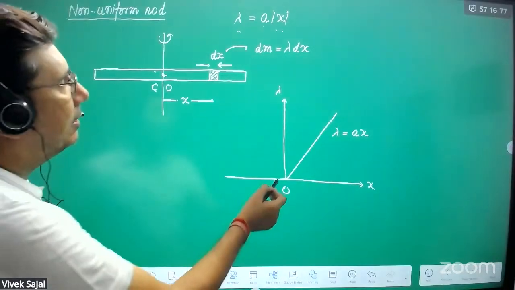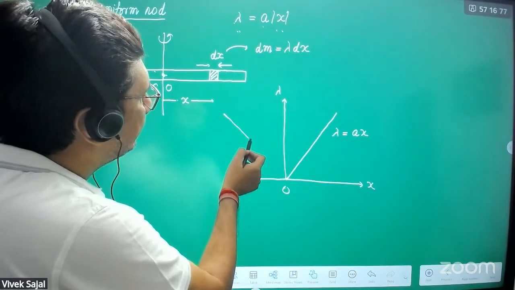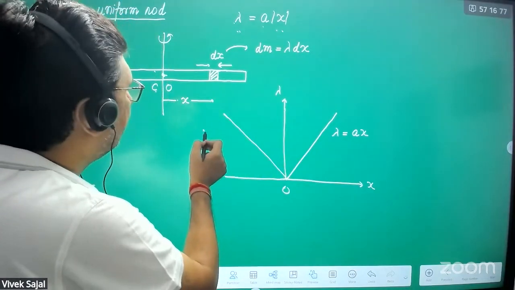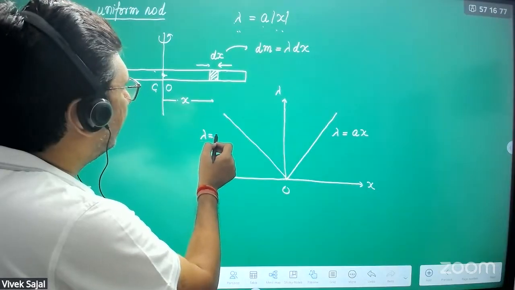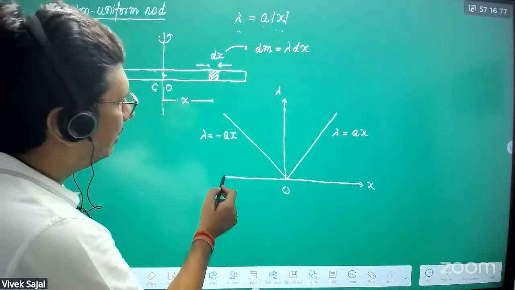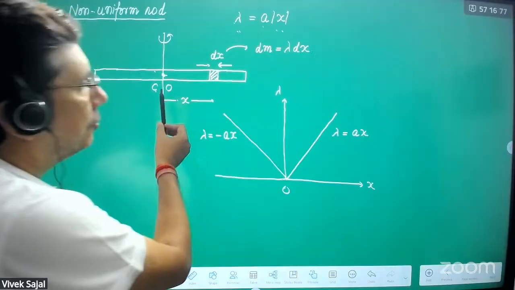ax. On this side, x will be negative, and a similar, identical, symmetrical line is there, at some angle. This will be the same. Here lambda will be how much? This will be minus a of x, because x will be negative here, so minus it will be plus. So on both sides, a symmetrical distribution of mass is there.